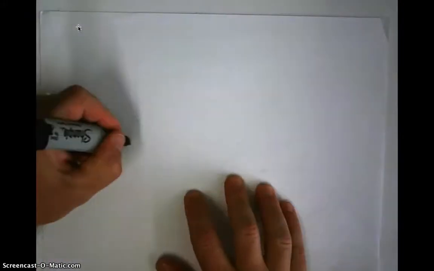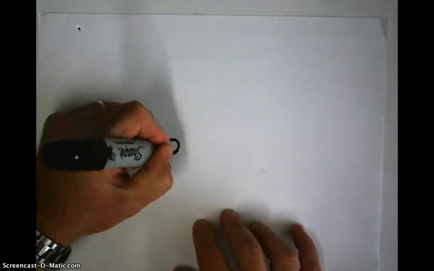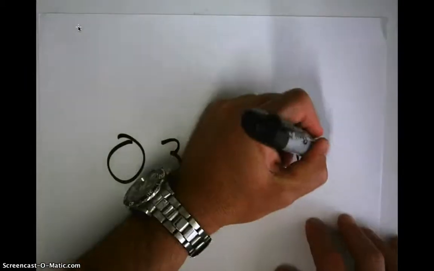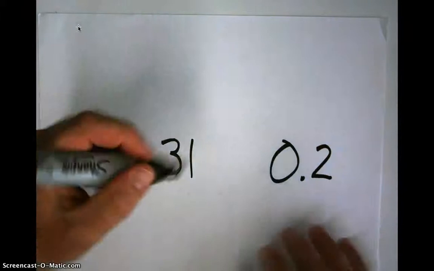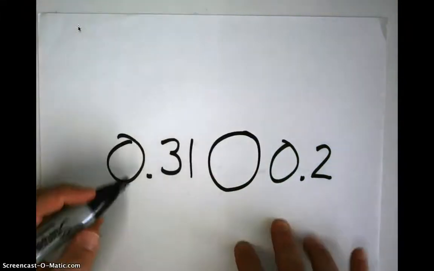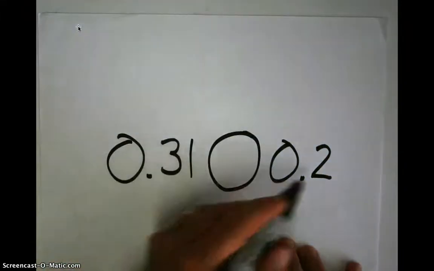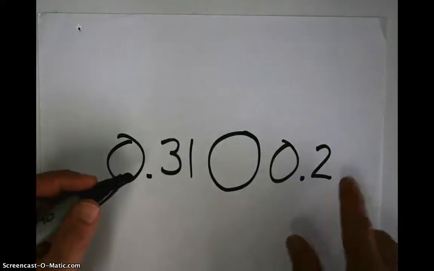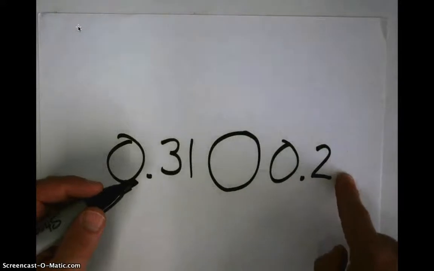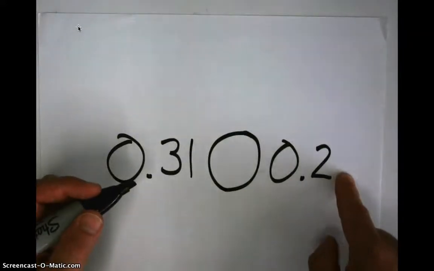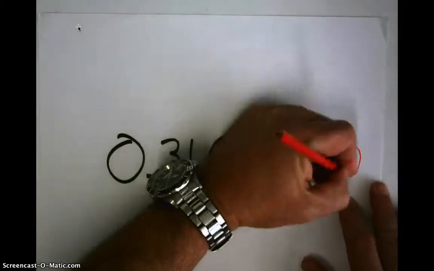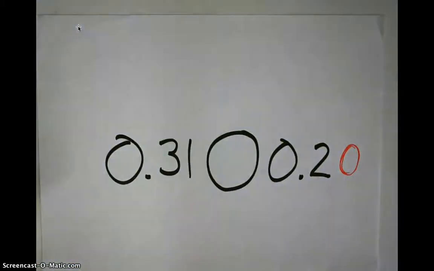Now on this one, let's compare 0.31 and 0.2, and let's just leave it at that, 0.2. Now, I've got 31 hundredths compared to 2 tenths. Well, can we annex a 0 at the end of this without changing the value? Of course we can. So I can easily write in a 0 here. I'll even do it in a different color so you can clearly see that wasn't there before.